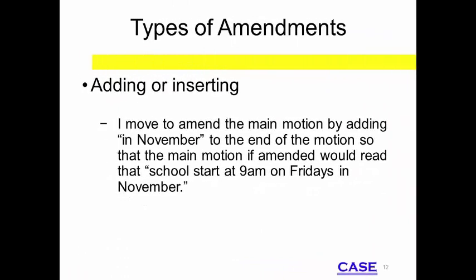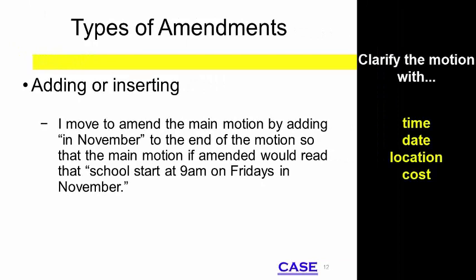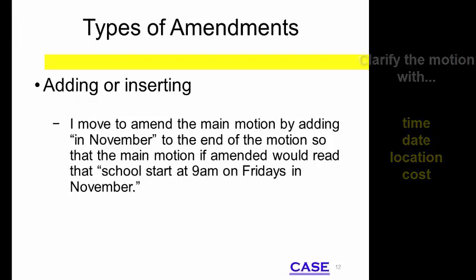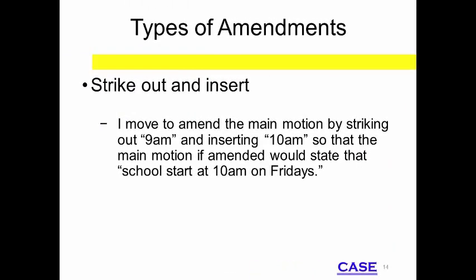An amendment could be employed to add new information. For example, adding a time, date, location, or cost would clarify the motion. Amendments can also remove information to make the motion more generic, such as the example shown here. Finally, an amendment could strike and replace information. For example, you can change details stated in the original motion.